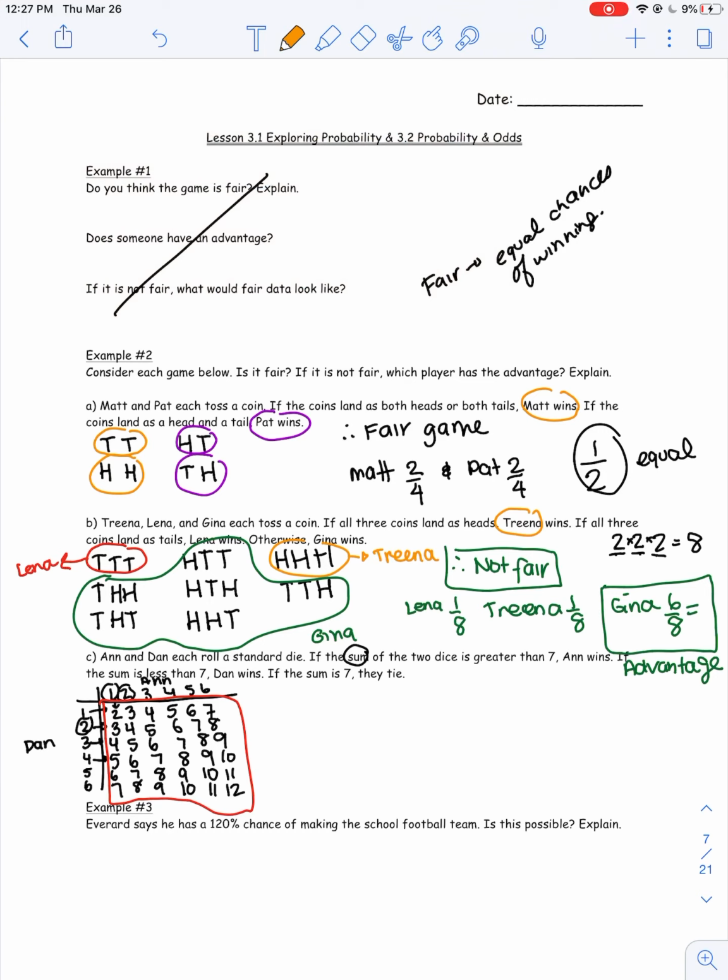So now we're looking at this. They're saying that if the sum of the two dice is greater than 7, Anne wins. So anything greater than 7, I'm going to circle. So all these numbers are bigger than 7. Oops, let me fix that. Bigger than 7 would be there. So this orange circled area is when Anne wins.